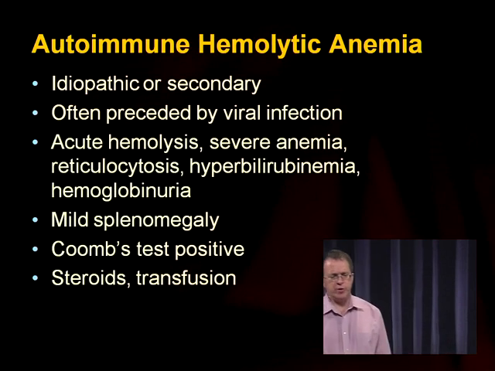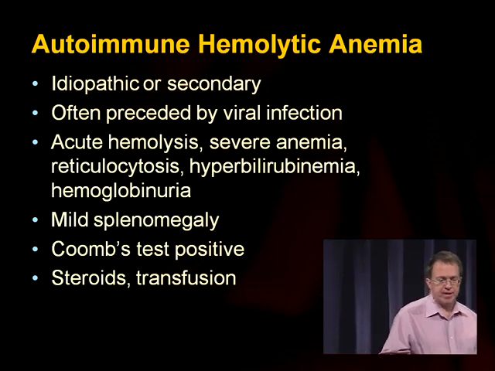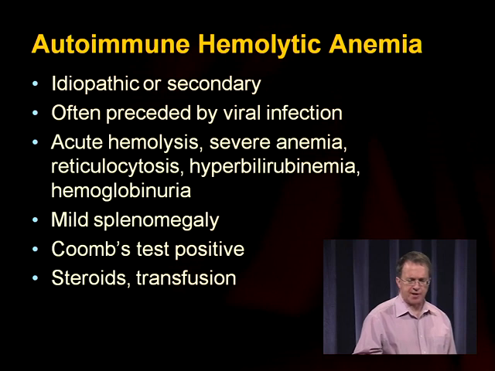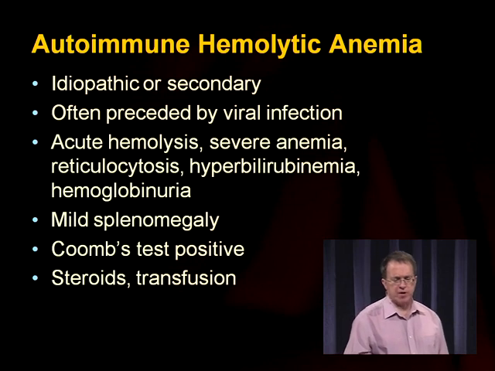So autoimmune hemolytic anemia, it can just happen. We can be unable to figure out what caused it, or it can be secondary, associated with some type of infection, often a viral infection. There's some link between autoimmune hemolytic anemias and mycoplasma infections.